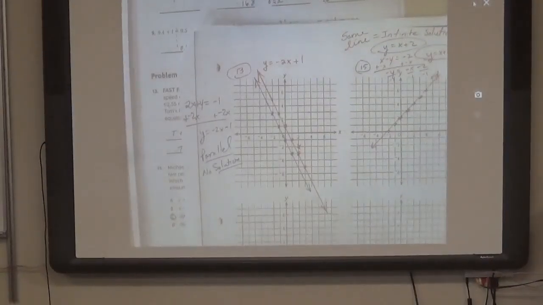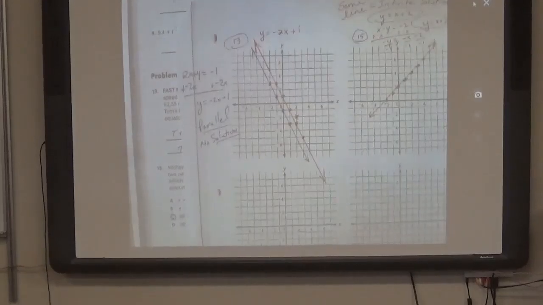y equals -2x plus 1. And y equals -2x minus 1. What do you notice about these two equations? Sam? They're parallel. What about the equations themselves?